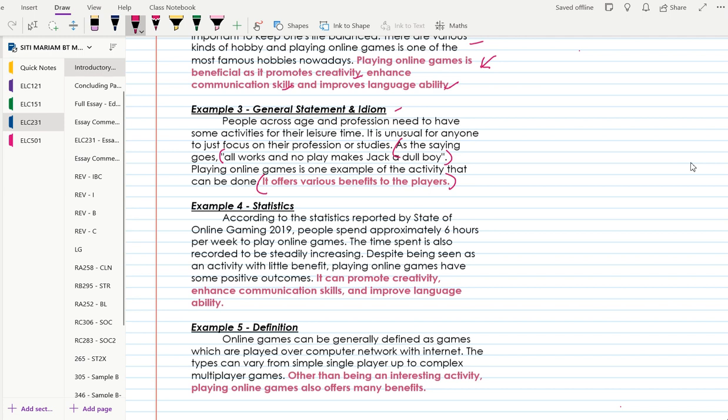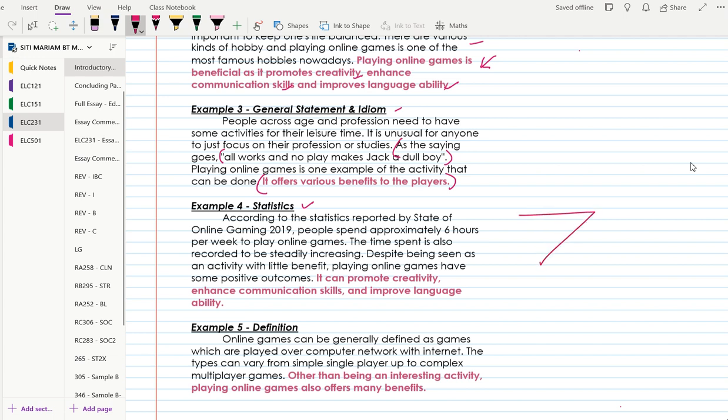So example 4, it is something different. We are using statistics. Okay, according to the statistics reported by State of Online Gaming 2019, people spend approximately 6 hours per week to play online games. The time spent is also recorded to be steadily increasing. Despite being seen as an activity with little benefit, playing online games has some positive outcomes.